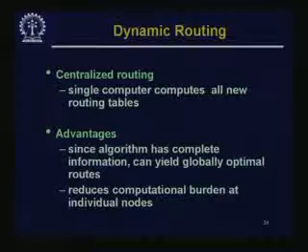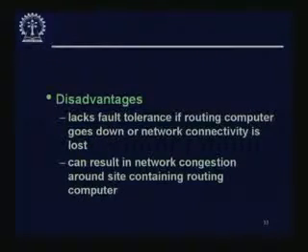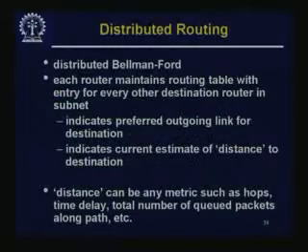Dynamic routing we have already talked about, the centralized versus distributed routing. Centralized has its disadvantages, that means it lacks some fault tolerance if the routing computer goes down. Whereas distributed routing, which is the one which is most usually used, may use some distributed algorithm like distributed Bellman-Ford, or it may use some centralized algorithm with distributed global data. So, we will look at the distributed routing in more detail in the next couple of lectures. Thank you.